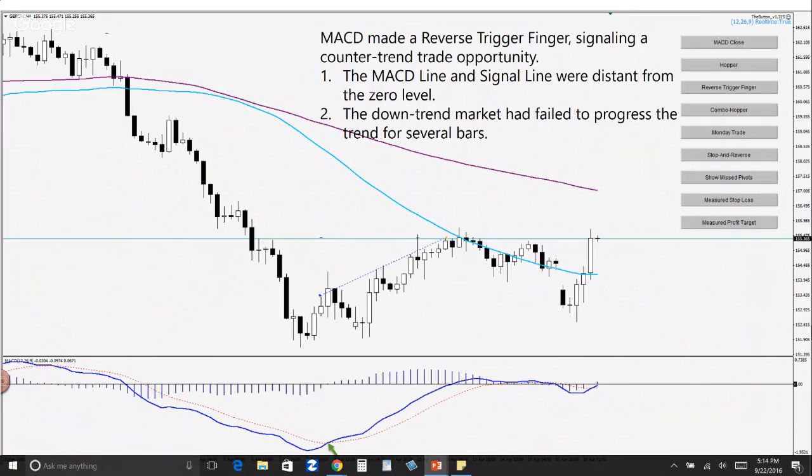The MACD line and the signal line were distant from the zero level. So down here at the bottom, you can see that the MACD lines are very far away from the zero level. That's the first thing to look for. And then I also note that the downtrend market had failed to progress for a while. It got to a point where it stopped making lower and lower lows for several bars. And this is my clue that when the MACD line crosses the zero line, it is the reverse trigger finger signal. It's the counter trend signal. And it's showing us that there is momentum in that counter trend direction, as opposed to just momentum fading out of the market as the market goes sideways or just takes a break.